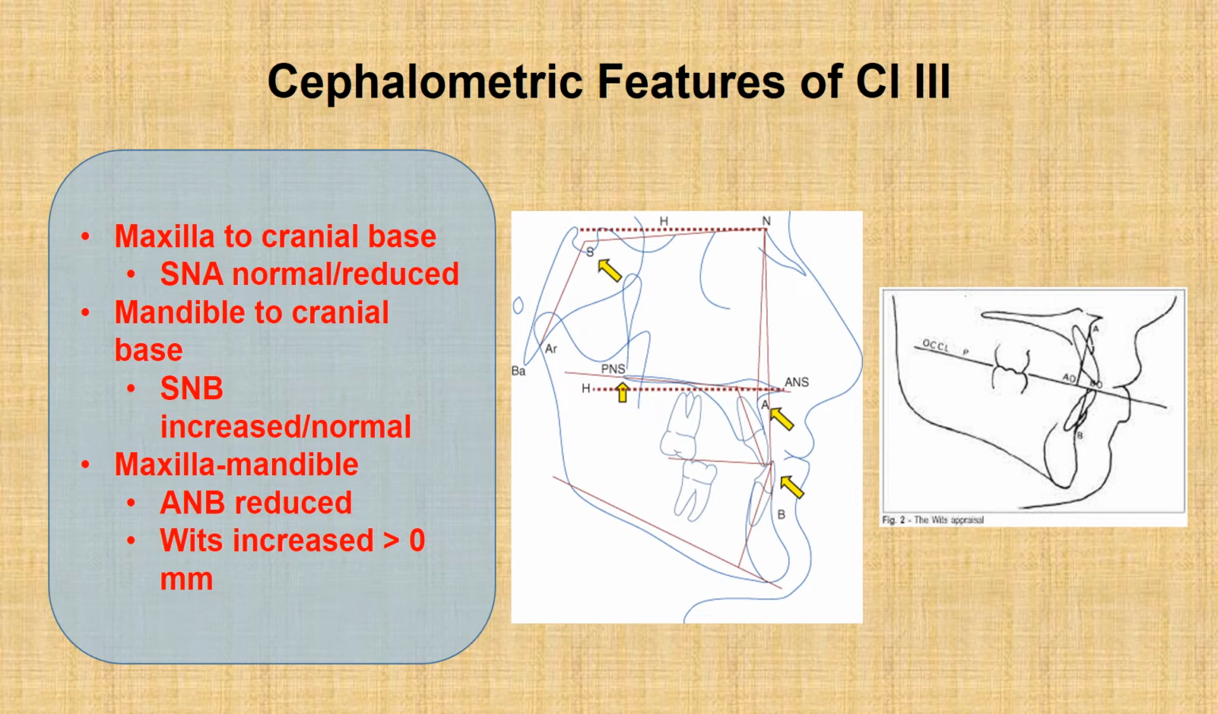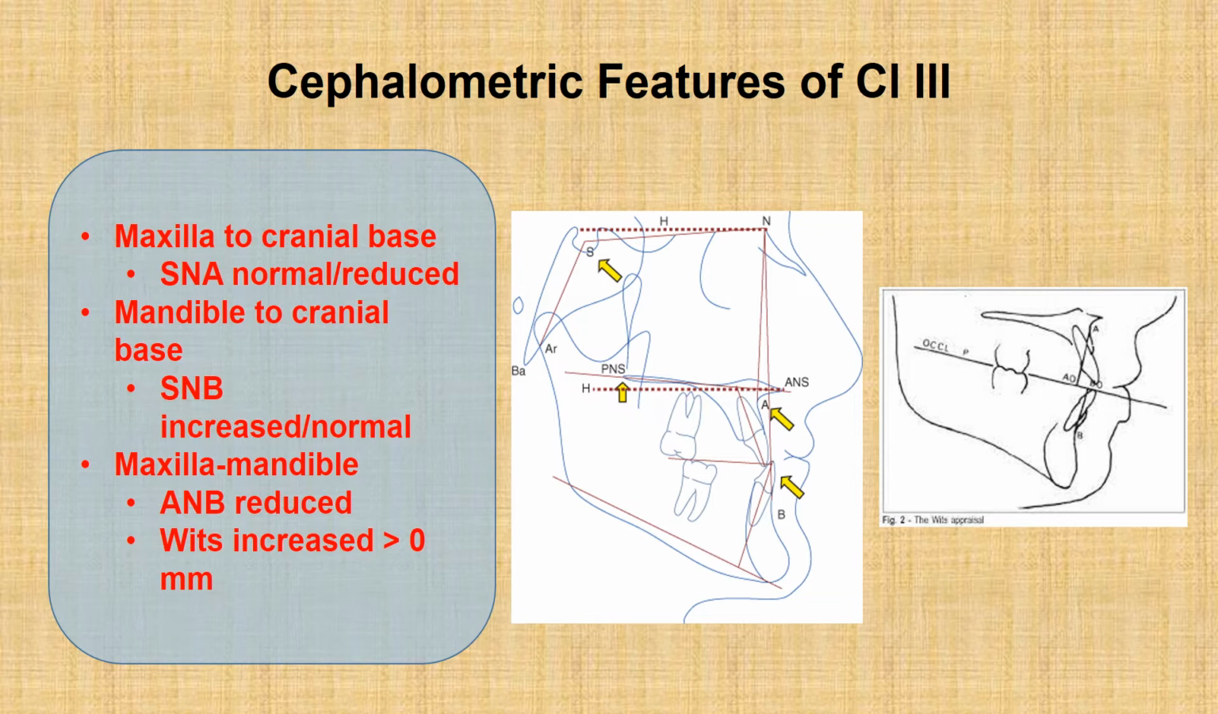Okay, now continuing into cephalometric features, the maxilla to the cranial base, which is given by the SNA angle, may be normal or reduced. It is normal in a normally placed maxilla, reduced in a retrognathic maxilla. Now, the mandible in relation to the cranial base, as reflected by your SNB angle, may be increased or normal. Again, it is increased when the mandible is prognathic and normal when the mandible is normally placed.